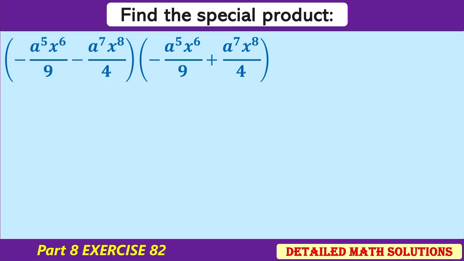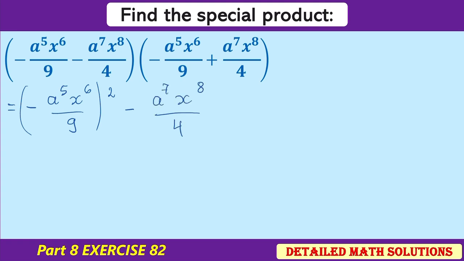In the next exercise, the first term minus a to the fifth power x to the sixth power over 9 will correspond to the a in the formula, and the second term a to the seventh power x to the eighth power over 4 will correspond to the b in the formula. And when I apply the formula, this will equal the first term squared minus the second term squared, or this will equal (minus a to the fifth power x to the sixth power over 9) squared minus (a to the seventh power x to the eighth power over 4) squared.